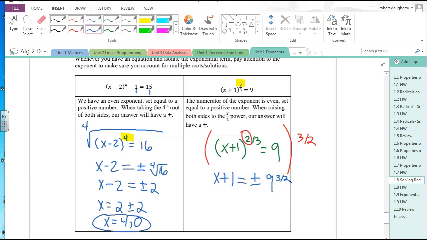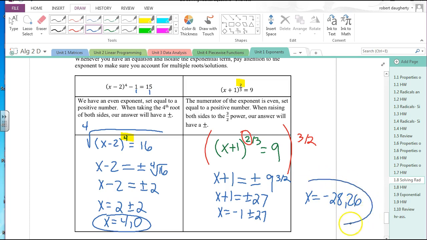What does 9 to the 3/2 mean? It means the what? Square root of 9 cubed. What's the square root of 9? 3. What's 3 cubed? 27. So this says that x plus 1 equals plus or minus 27. X equals negative 1 plus or minus 27. So x is equal to what? Negative 28 or what? Or 26. Those are my two solutions.